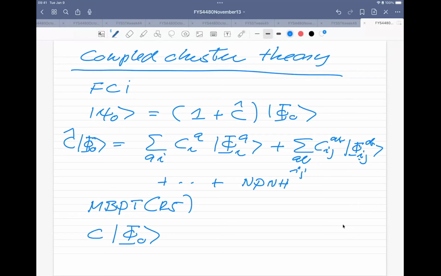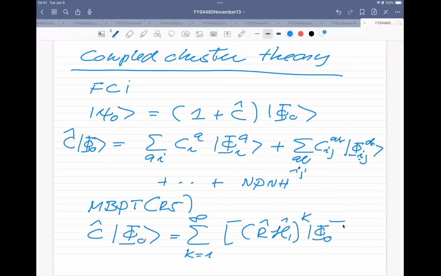So if you look at this one, if we take the expression we had in perturbation theory, and we are looking at the correlation operator, or it's often also called the wave operator, this goes to infinity, and then we have this operator R, which we defined before the break, multiplied with the Hamiltonian to the power of K, and this acts on phi 0. And it's common then to just put an L here to indicate that you only keep linked diagrams.